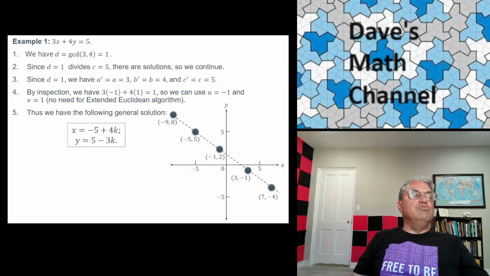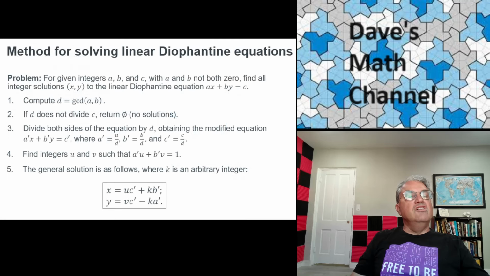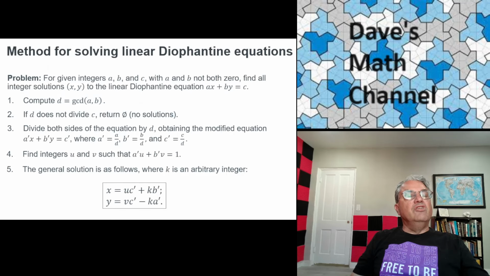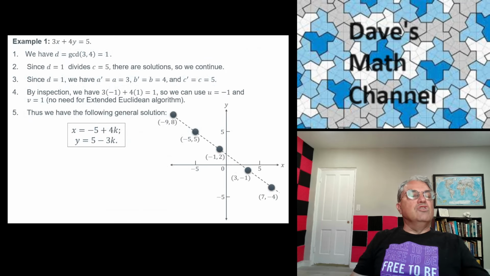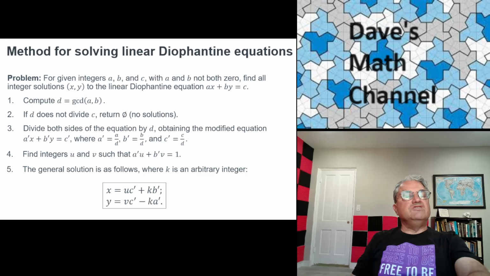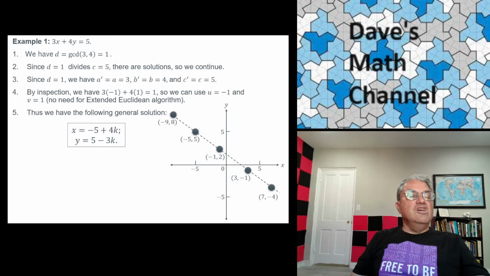And then for step 5, we just complete the solution. Completing the recipe I gave on the last slide, u times c prime is -1 times 5, that's -5. And k times b prime, in this case 4, gives you 4k. So that gives you -5 plus 4k. And then for y, it's the same thing. Remember that one was v times c prime, and v is 1, so we have 1 times 5, that's 5. And you get minus k times 3, so minus 3k, 5 minus 3k. That's how you get the last line. And you can check that these indeed are solutions.